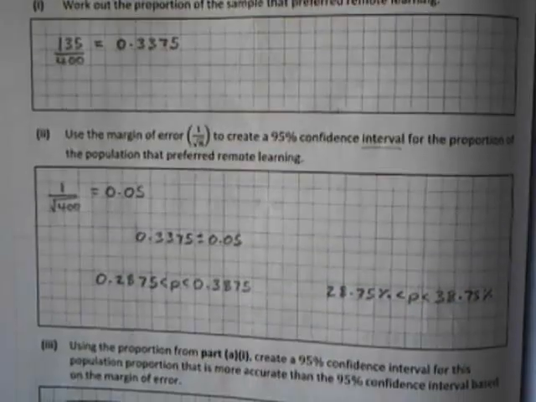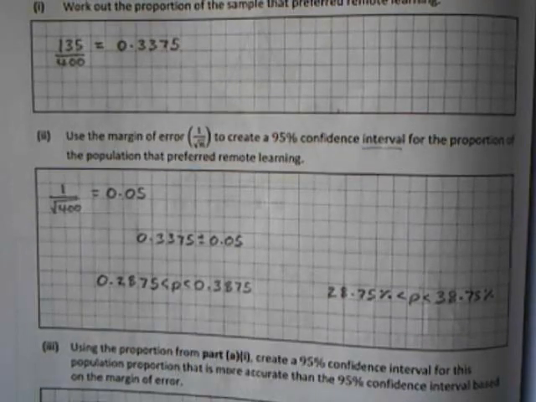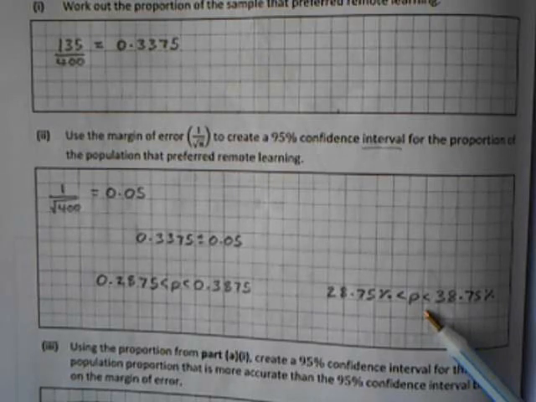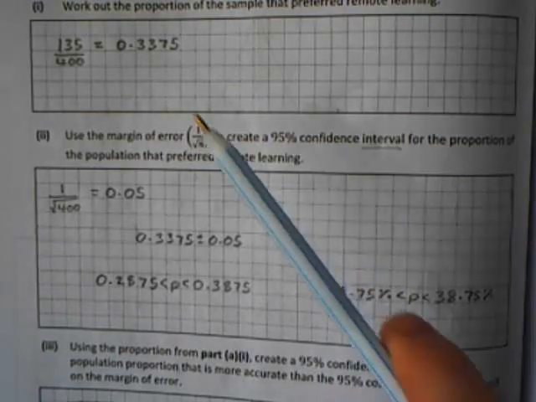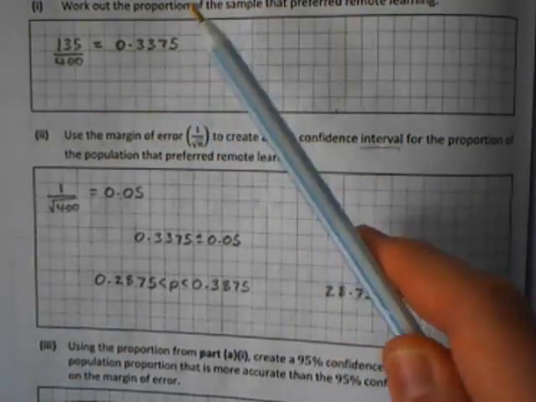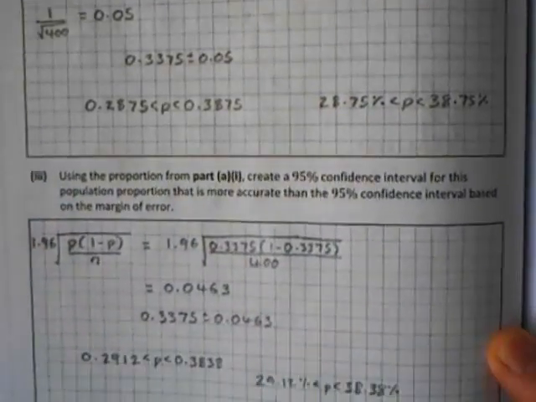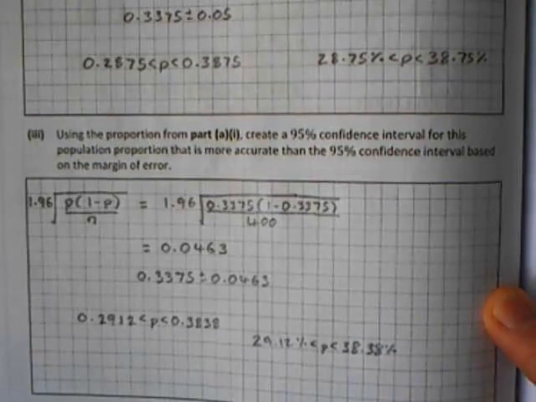Okay, so plus and minus 0.05, you get this proportion here. I've turned it into percentages. I'm not really sure you need to, but hey ho. This one, if you wanted it as a percentage, 33.75%.